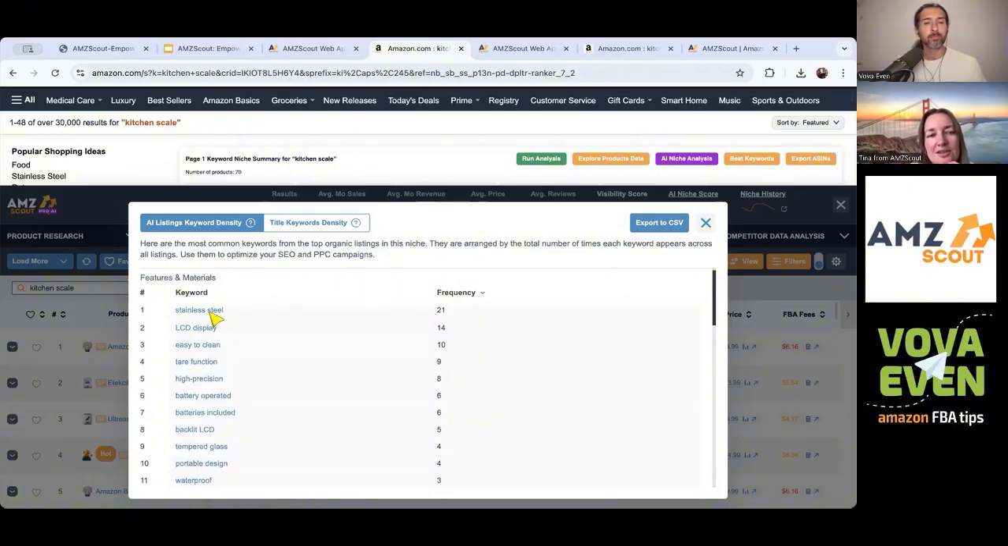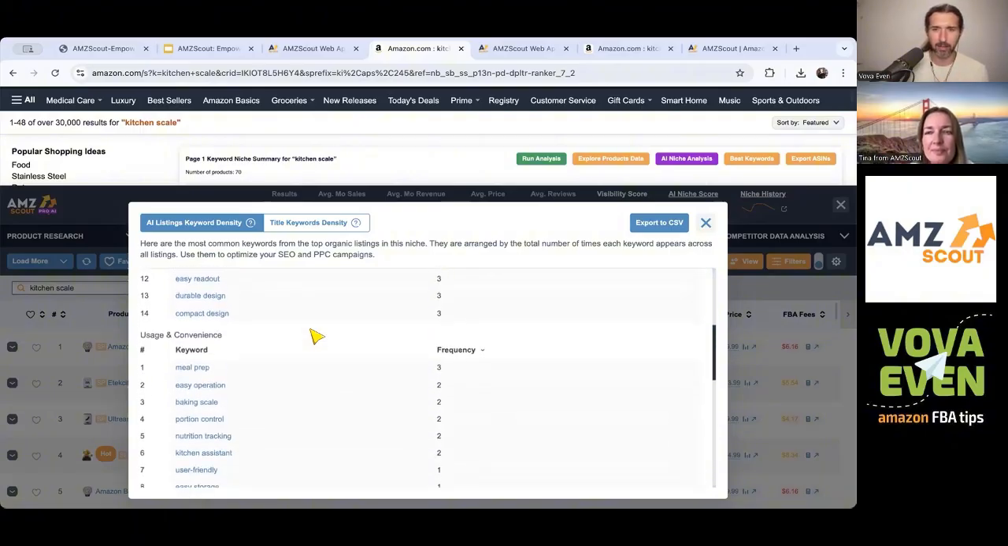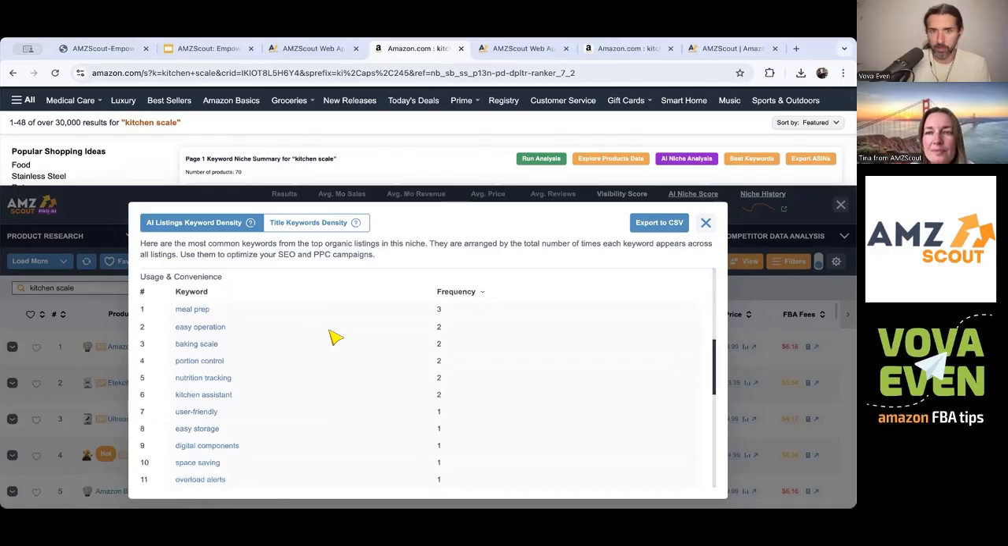That means that the stainless steel keyword appears 21 times on the listings across this niche. Does it make sense? Yes, so as far as I understand, these are features and materials. We're going to have other types of keywords in a bit when we scroll down, but these come up again and again as features and materials.